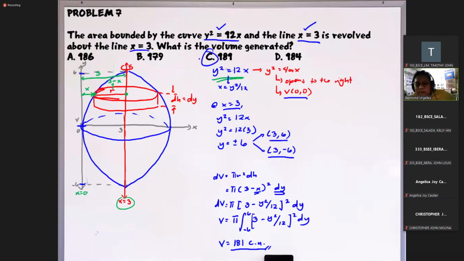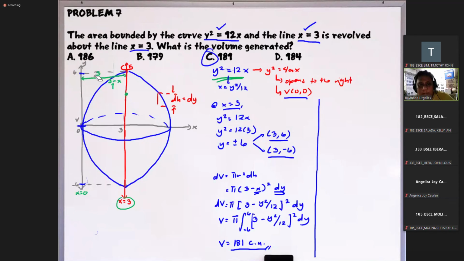So pwede nyo rin to actually ma-solve using cylindrical shells. Pero iwan ko na sa inyo yung solution. Set up ko lang yung equation, para matry nyo rin kung gusto nyo gamitan ng cylindrical shells. Pero hindi ko na isosolve yung integral, medyo complicated kasi yung integral dito ng cylindrical shells kasi magkakaroon siya ng radical, ng square root.